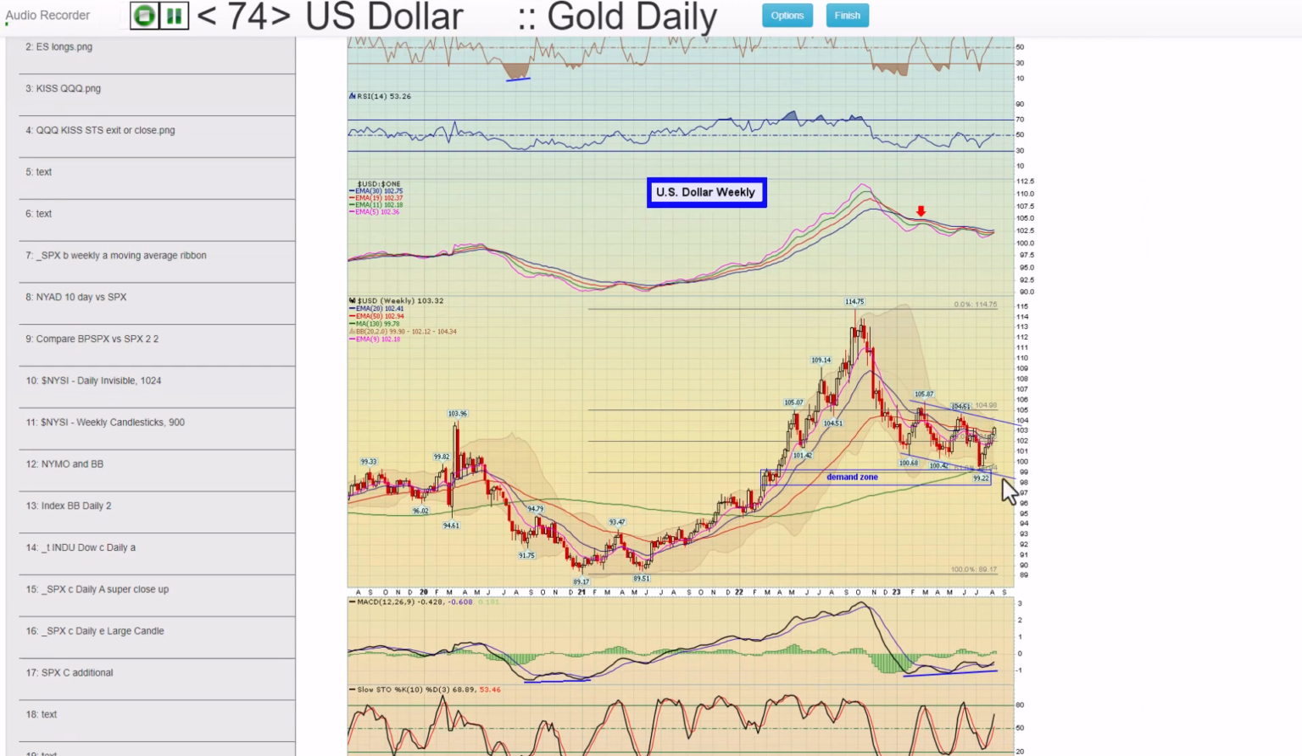You can see this little channel. It still has room higher to go in that channel. But you can see how the dollar rallied right off that 200-week moving average. I always state the 200-week moving average is important.